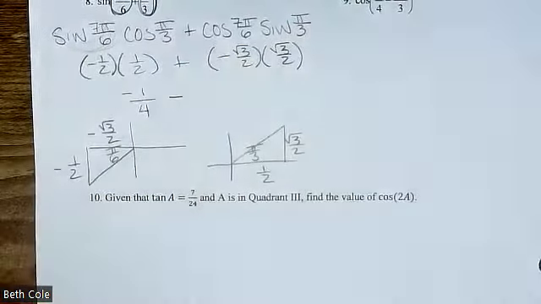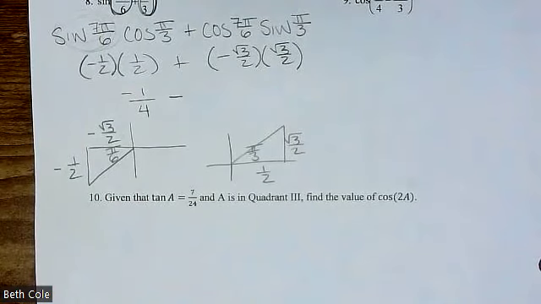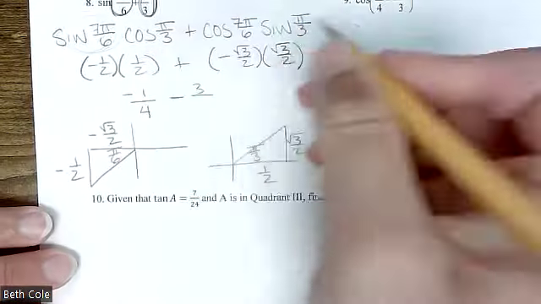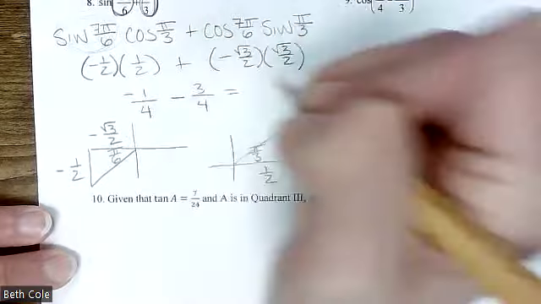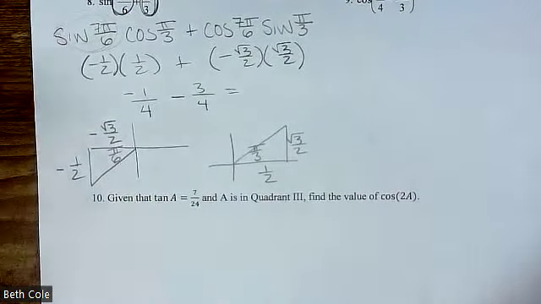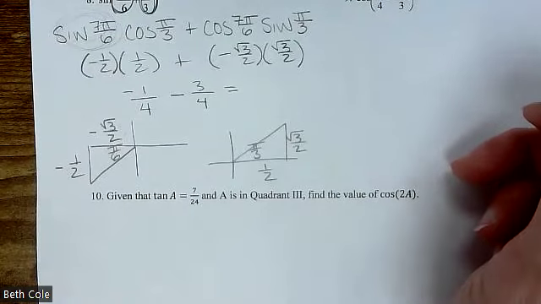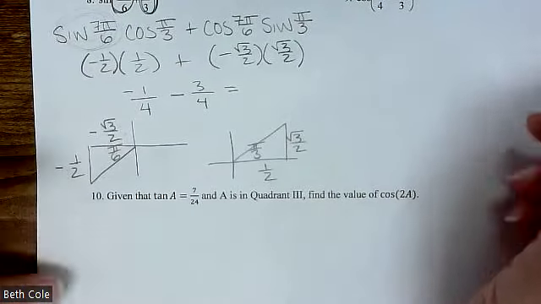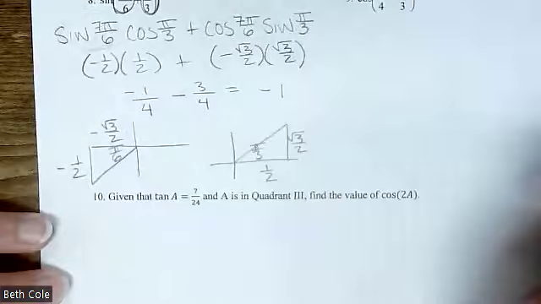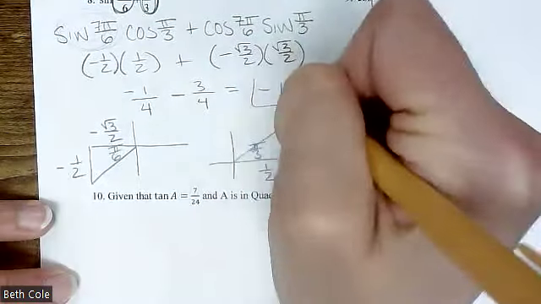Oh, square root of 3 times square root of 3. What's that going to be? It would be square root of 9, which just is 3, right? And then 2 times 2 is 4. That's kind of interesting. The root went away. So what does that come out to? Negative 1/4 and negative 3/4. Yeah, just be negative 1, right? 1/4 and 3/4 makes a whole.